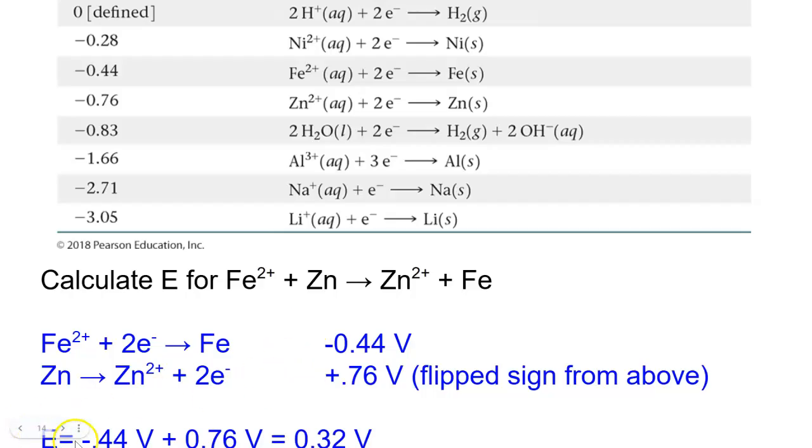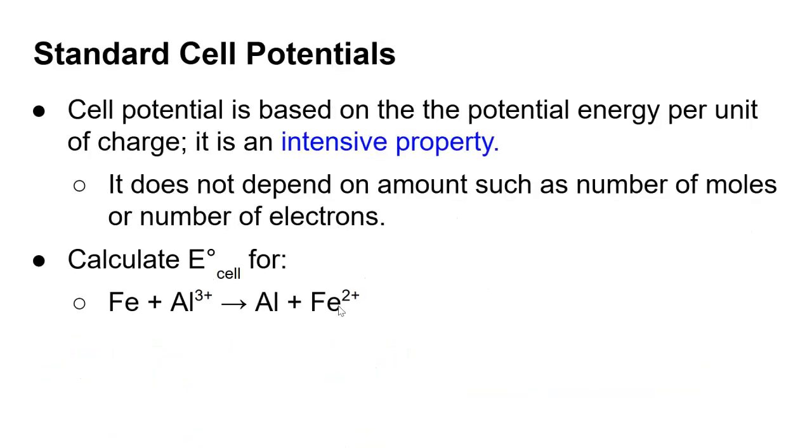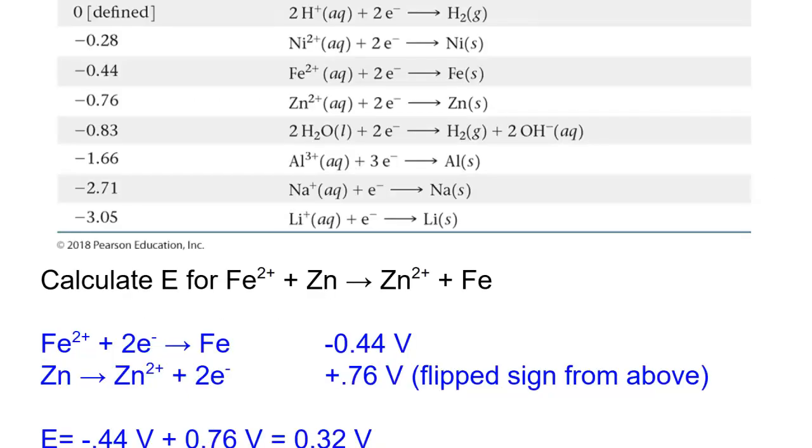So then you just add these 2 up, and the E standard, you use a little degree symbol, which I didn't put in here, would be 0.32 volts for this particular reaction. The higher that value, the more positive it is, I should say, the more thermodynamically favorable it is. If it's less than 0, it's non-thermodynamically favorable. So these are all considered the standard cell potentials.